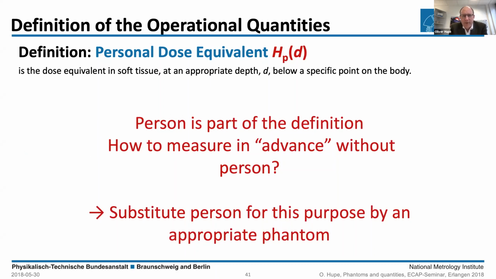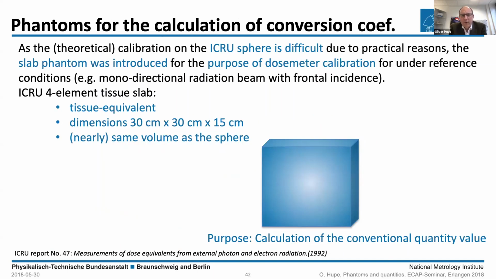As a person is part of the definition, and we have personal dosemeters, how can we calibrate them? Because we are not allowed to put the person inside the radiation field, and the quantity depends on the person. If you have a thin person, the Hp(10) value will be different from a thick person, and this is for calibration quite difficult. So you have to replace the person by a phantom, by a standard phantom. And as the ICRU sphere would not be good for calibrating several dosemeters at the same time, they decided to replace the sphere for the personal dose equivalent with this slab phantom with 30 centimeters times 30 centimeters times 15 centimeters, made of ICRU tissue. So it's only used to calculate the conversion coefficients.